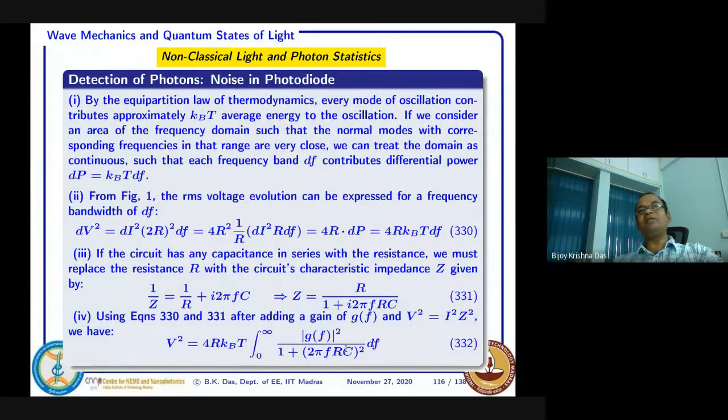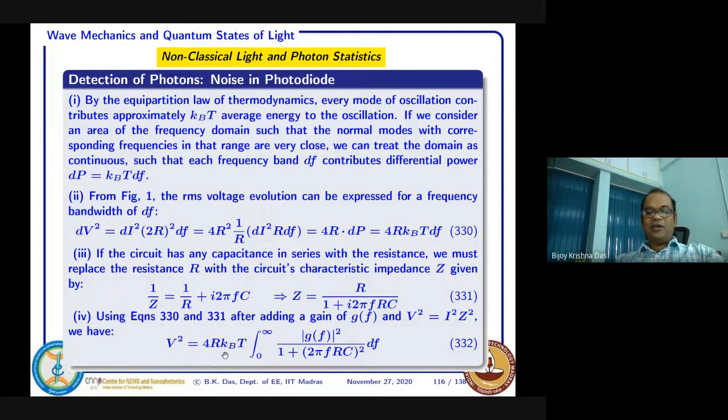You have to integrate over all frequencies. If you are measuring by photon counting, you have to consider this expression over all frequencies, and integrating 4R kBT gives you the noise term V square. That means you get it in terms of square value, because power is proportional to V square, right? You will ultimately be measuring power, which is normally V square by R. That's why the V square expression is there.